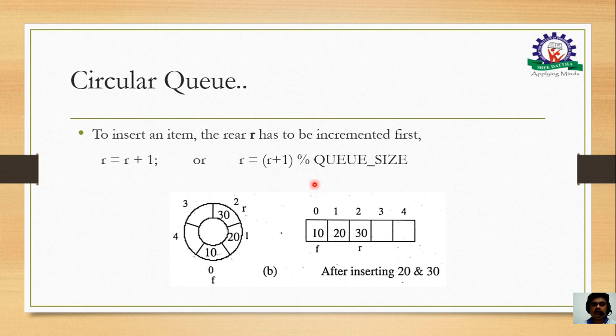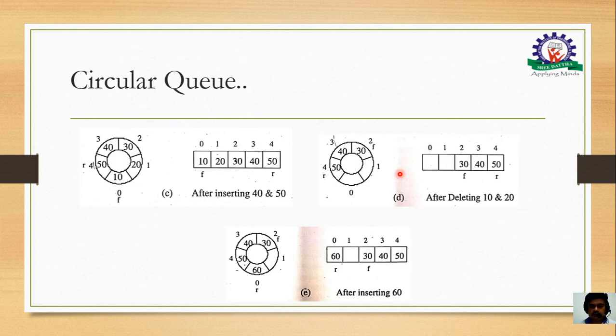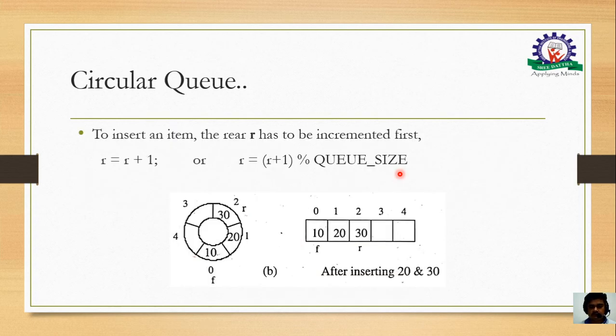Out of these, the second way of incrementing r, that is r is equal to (r plus 1) modulus q size, is recommended. Why is this recommended? Let us discuss more about it. As we saw previously in this slide, both statements will increment r by 1, but we prefer the second statement.